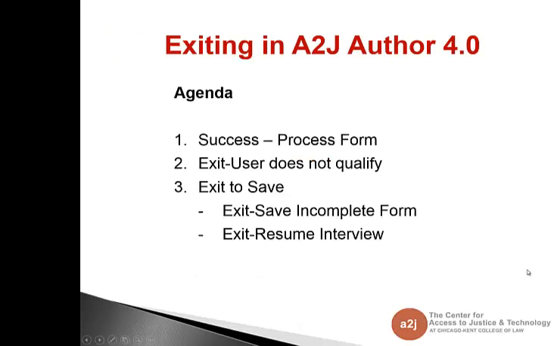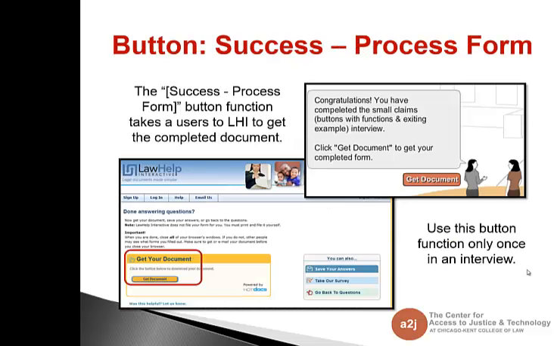The exiting agenda today, we're going to cover three main options available to you as an author to move end users out of an A2J guided interview. We have success process form, exit user does not qualify, exit to save, both save incomplete and resume, and all of these exiting options are set in the question design window buttons tab. So the first and most common with any A2J guided interview is success process form.